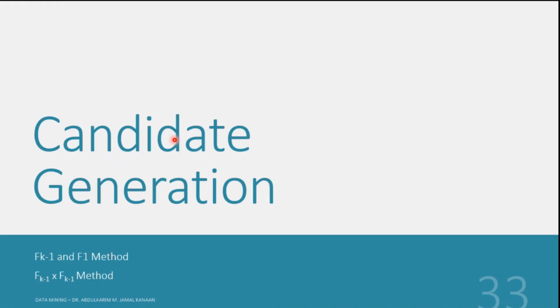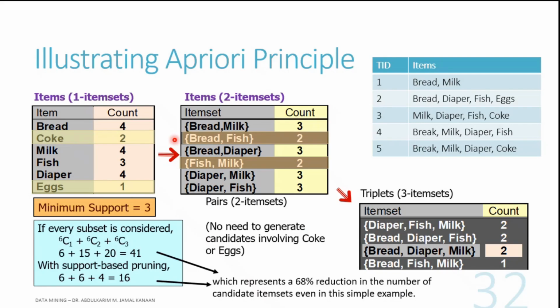If you don't remember, please see back the video. We already talked about this, how we generated these. Now, after we generated these 3, what would happen? Now we notice, of course, when we generate the 3 item set, we don't use bread fish. So we need to use bread milk, bread diaper, diaper milk, diaper fish with 1 item set. The frequent one is bread, milk, fish, diaper.